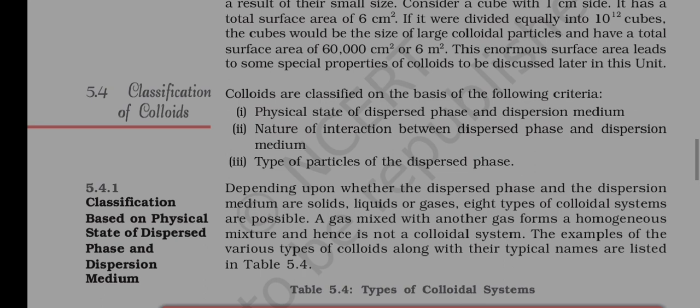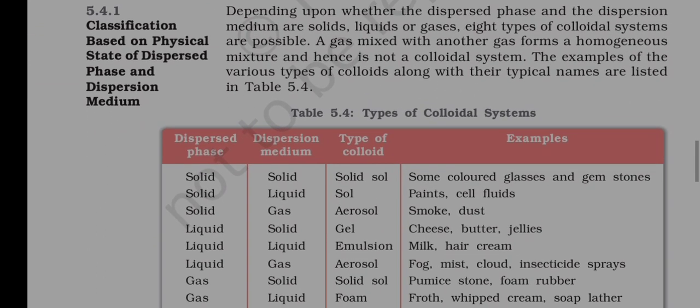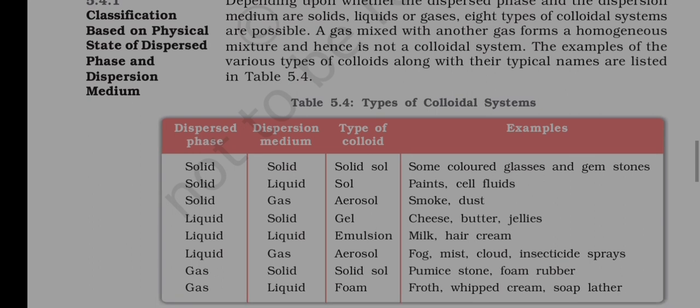The examples of the various types along with their typical names are listed in the table. First, dispersed phase solid, dispersion medium solid, type of colloid solid sol. Examples: some colored glasses and gemstones. Dispersed phase solid, dispersion medium liquid, type of colloid sol. Examples: paints, cell fluids. Dispersed phase solid, dispersion medium gas, type of colloid aerosol. Examples: smoke, dust. Dispersed phase liquid, dispersion medium solid, type of colloid gel. Examples: cheese, butter, jellies.